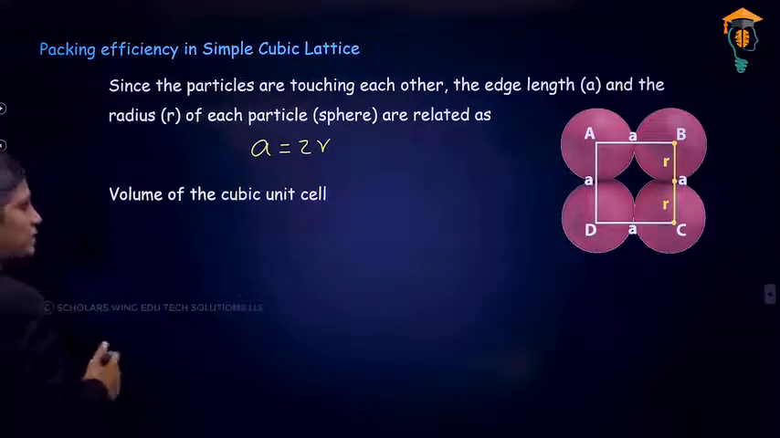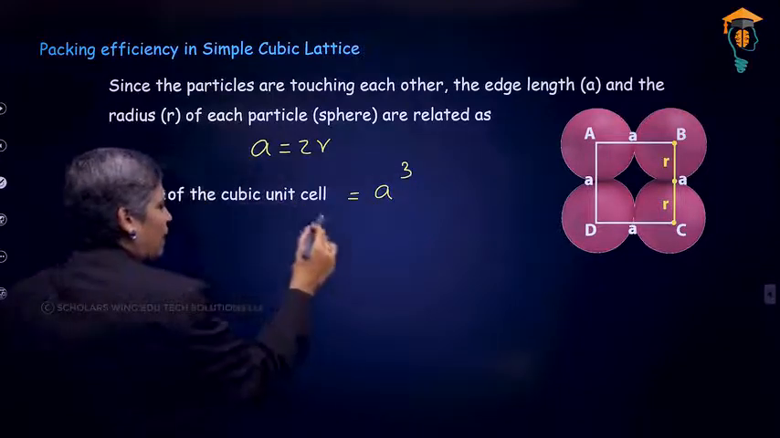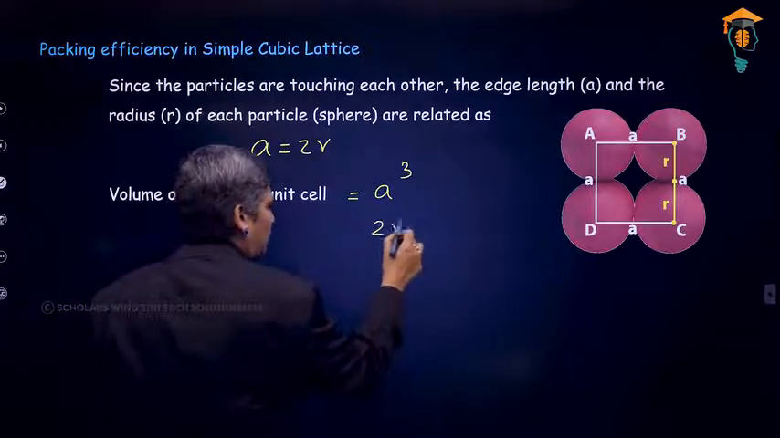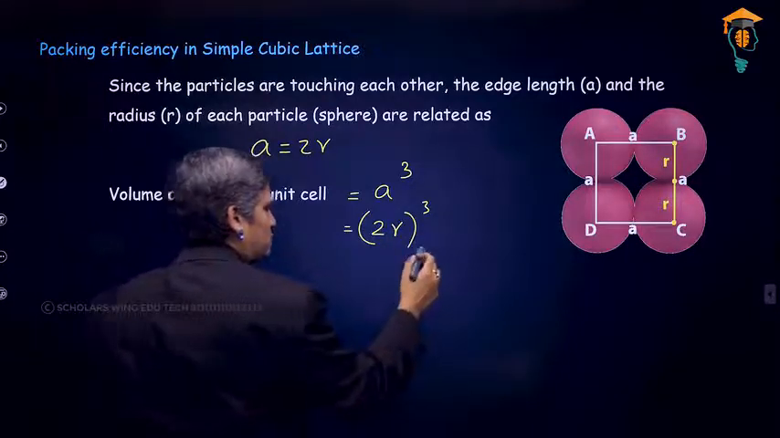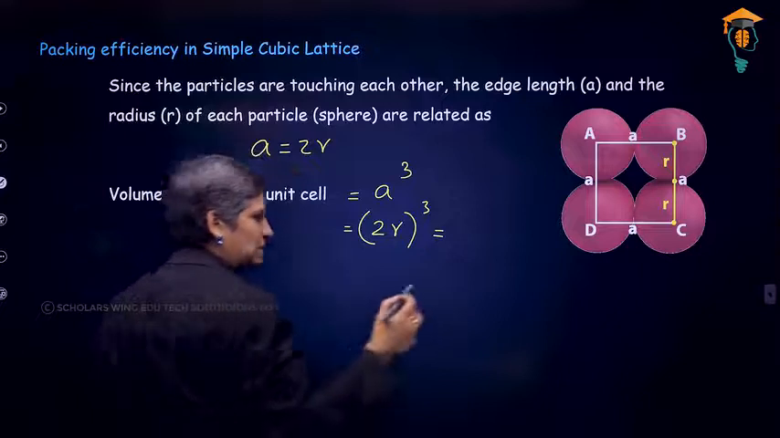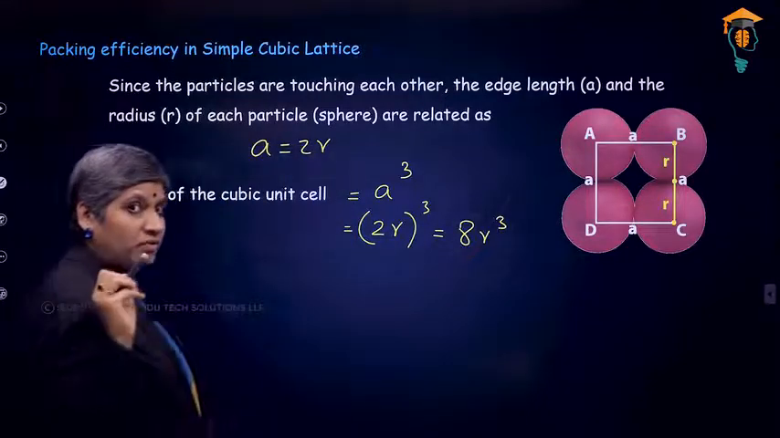Volume of the cubic unit cell is given by the formula a cube. In place of a, I can now substitute 2R. Therefore, it's 2R whole cube, which is nothing but 2 cube, meaning 2 into 2 into 2, that is 8. So this comes to 8R cube. Are you clear? So we got the denominator part of the formula.